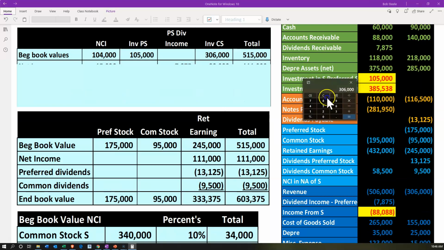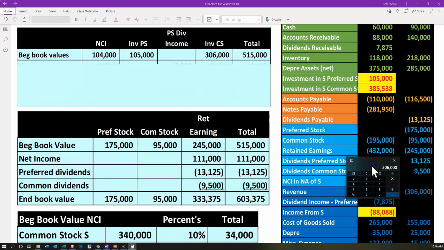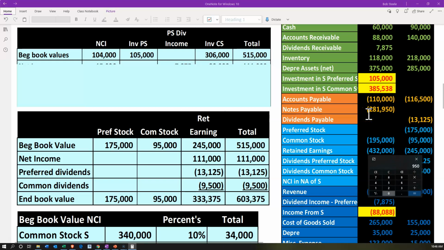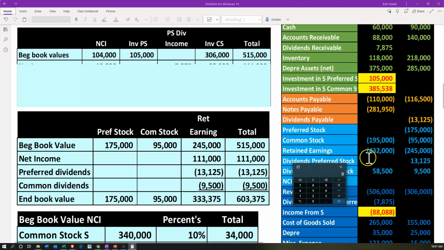If we pull out our trusty calculator here, we can look at the common stock. I'm looking at common stock and retained earnings here. So we're putting in this column the 95,000 plus the 245,000. So that would be the total. I'm going to take the controlling interest portion of it, which is 0.9, 90% of it. There we have the 306. So then the 104, the 105, and the 306 give us that 515 total. And that equals our beginning balance down here, the 175, the 95, and the 245, which is here, here, and here.